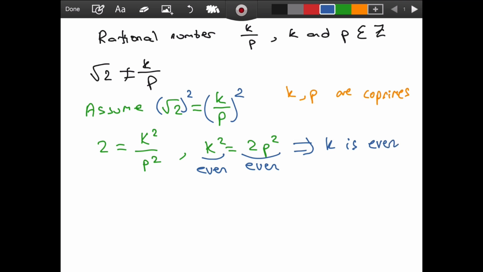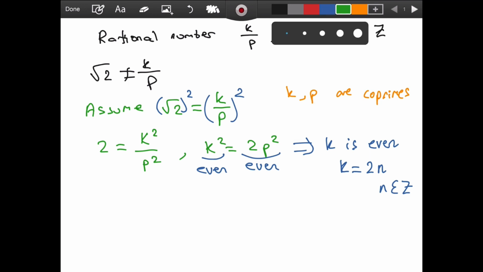Cool. And what does this mean? Well, this means that we can express k such that it is equal to 2 times n. N here is another integer. N is an element of the set of integers. Alright? Now we got this out of the way.